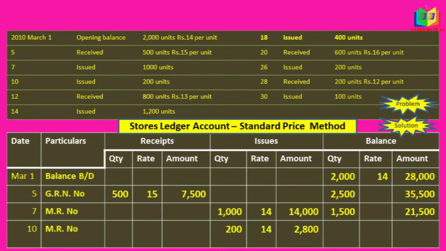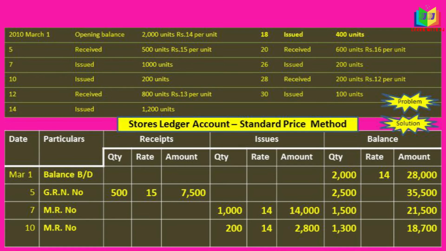Next, on the 10th we have another issue, and this issue is to be issued at 14 rupees, that is the standard price. So 200 into 14 rupees is 2,800, and this should be subtracted from the balance. The balance available is 1,300 units, 18,700 rupees.